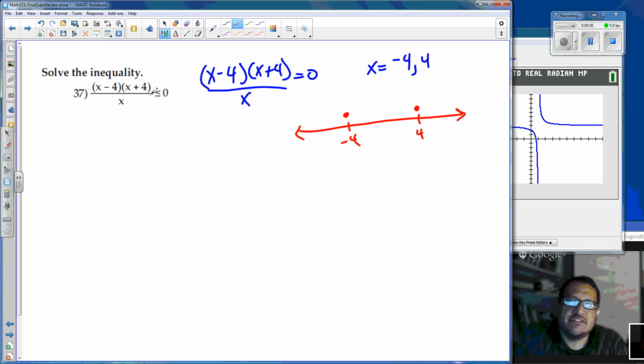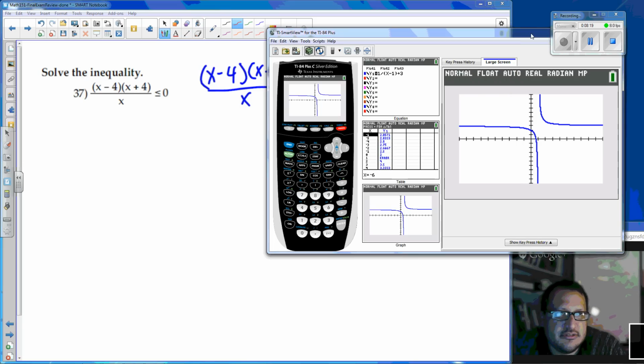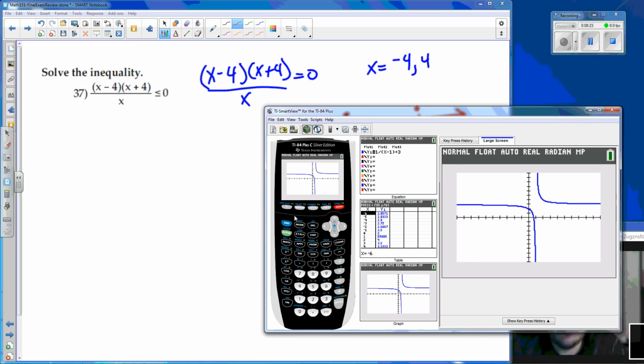But we want a region where it's less than 0. Now it could be this region, it could be this region, it could be this region, it could be this region plus this region, or so on. Now I'm going to show you two different ways to do this. The easiest way is to use your calculator. And this way will help us in two different ways, at least.